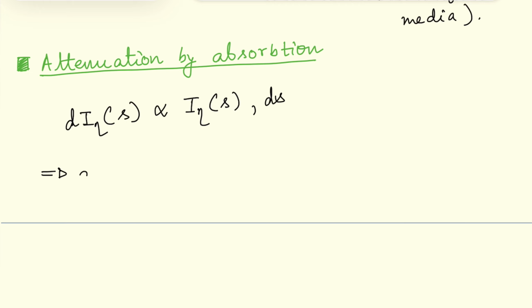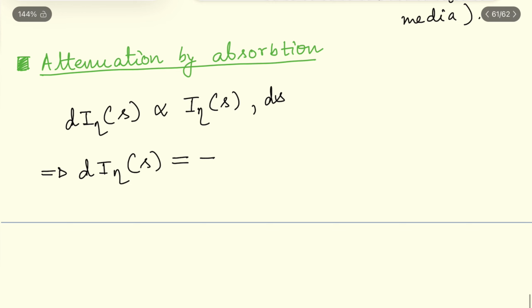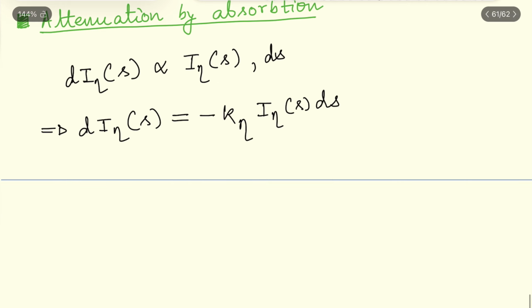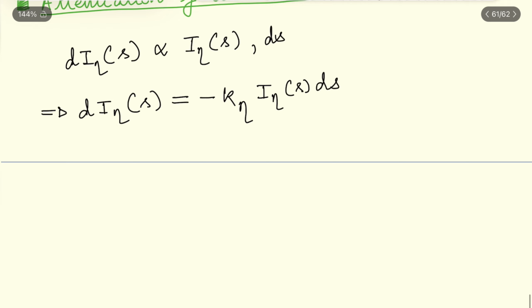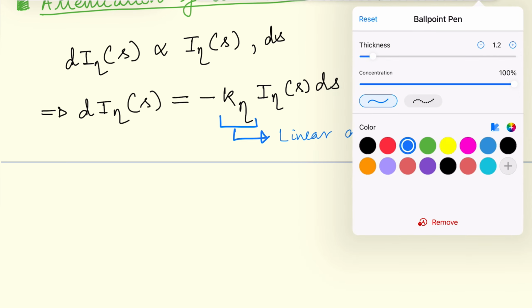So if we now bring in a constant of proportionality, see, attenuation means it will be decreasing, right? So I will now have minus kη times Iη into ds. This kη is called the linear absorption coefficient.